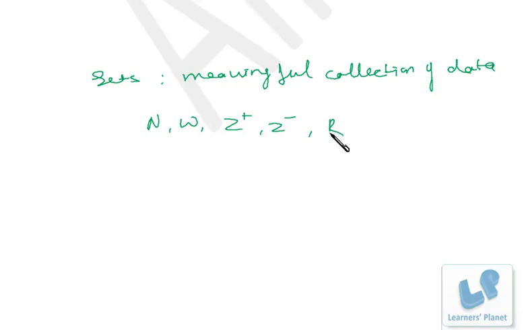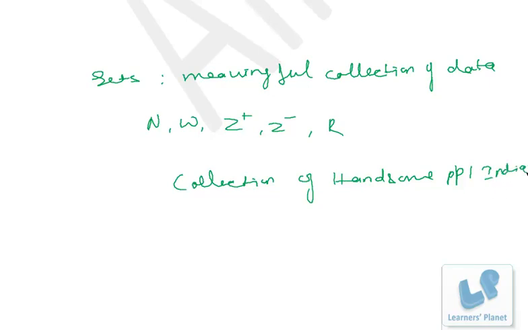But suppose I tell you a collection of handsome people, people of say India, right? So it's not meaningful because what is the criteria for handsomeness? Okay, so that's actually not defined. So that's not meaningful. So it cannot be a set, right? So a set is a meaningful collection of data.